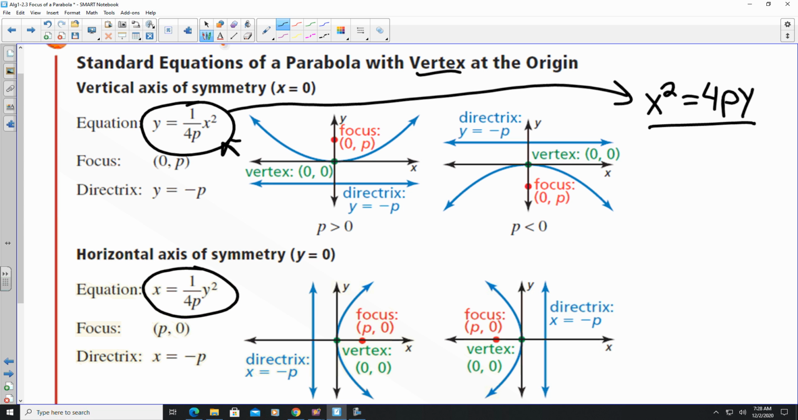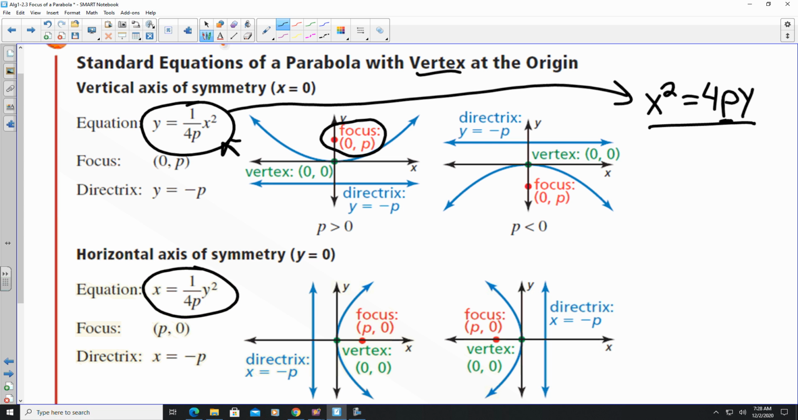So anytime that your parabola is either right side up or upside down, it is going to be x squared is equal to 4py, where p is the location of the, not the vertex, the focus. So if you notice here, they say the focus is at 0, comma p. So wherever the value of p is, that is going to be your focus.